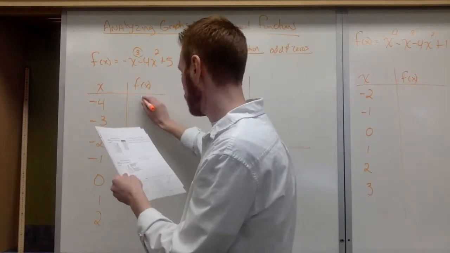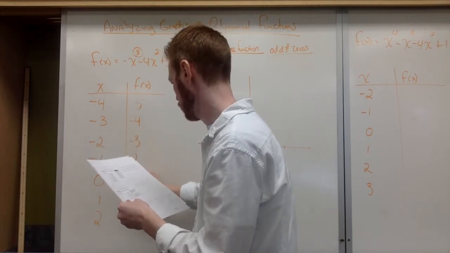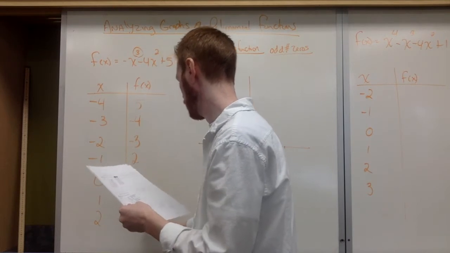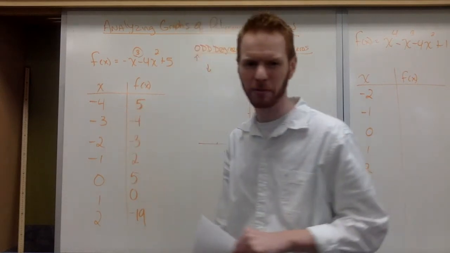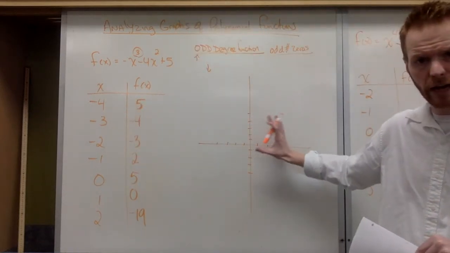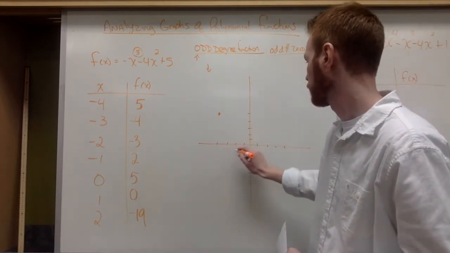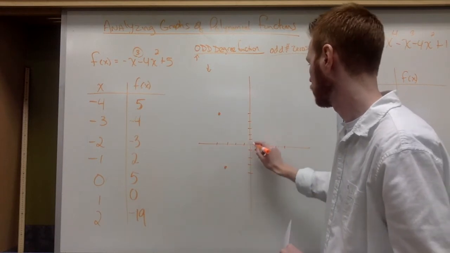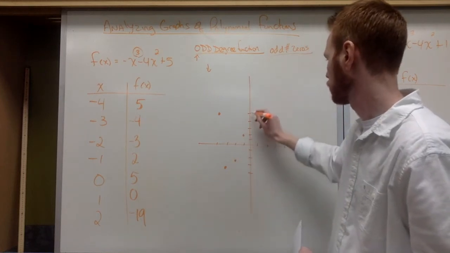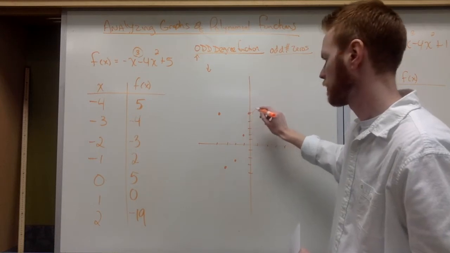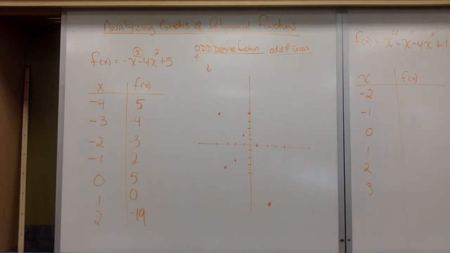All right, so looking at this, we would get 5, -4, -3, 2, 5, 0, and -19. Okay? So those are my points. Sorry about that. Make that a little bit more prominent. So now what I'm going to do is I'm going to graph it on here. Okay? So let me go ahead and do that real quick. Let's see. -4, 5, -3, -4, -2, -3. Okay, so there's the points.